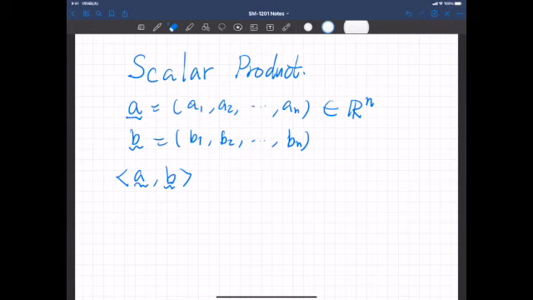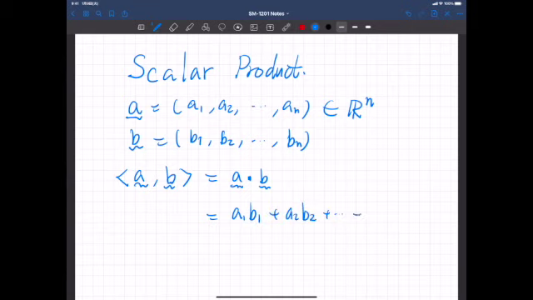Or it is also called the dot product, and we may write A dot B, which is defined as A1 times B1 plus A2 times B2 plus and so on. So that is a scalar. In this case, it's a real number. So the scalar product between two vectors is a real number.